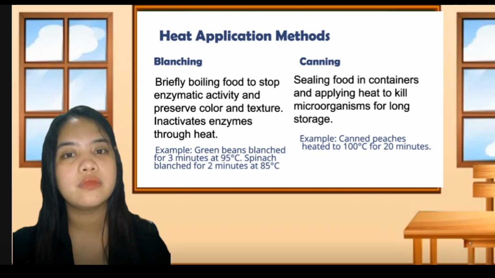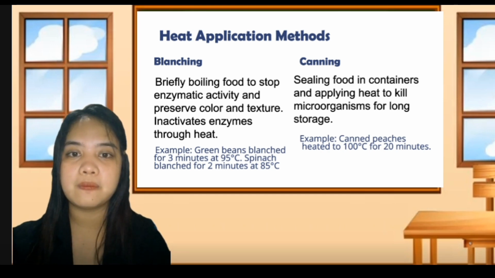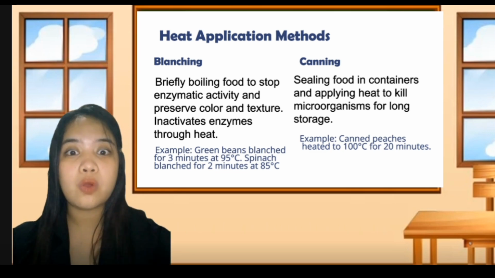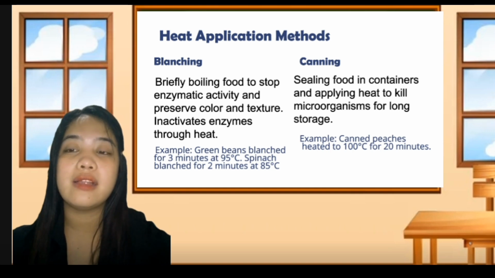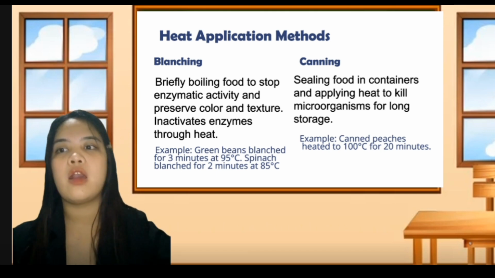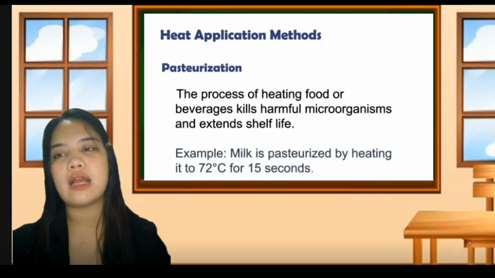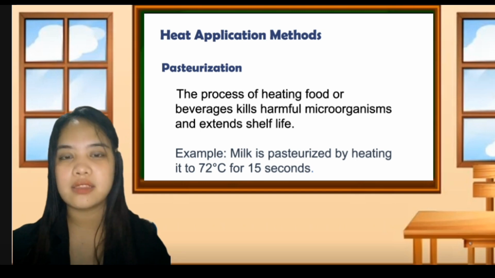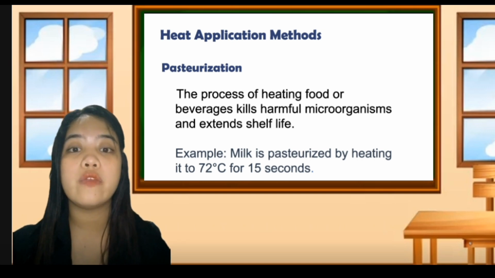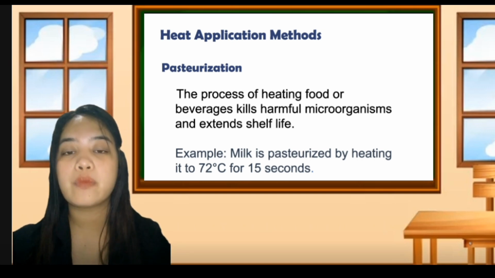So another example? Yes, Miss Angelica. Great addition, tomato sauce, that we all know we cook in spaghetti or Filipino spaghetti. So it is a perfect example of canning, as the heat treatment ensures it stays safe and flavorful. So let's move on to pasteurization, our last heat application method. This process involves heating food or beverage to a specific temperature to kill harmful microorganisms, which helps extend their shelf life.